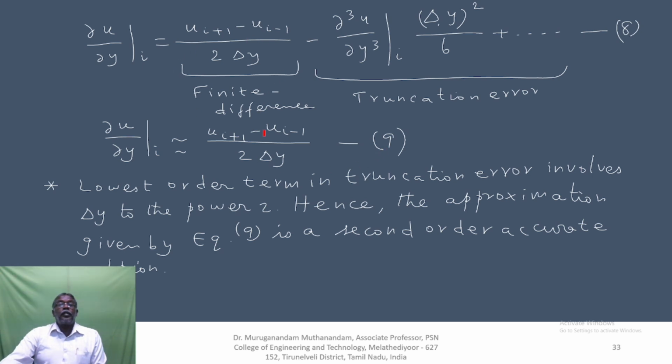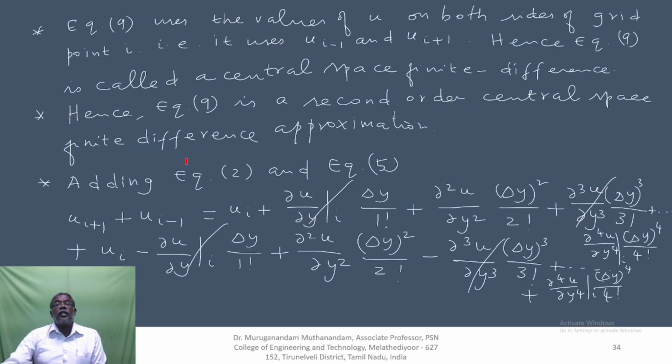Again, the finite difference contains the values of u on the left hand side as well as the right hand side of the given grid point i. Hence it is called a central space finite difference. Equation 9 uses the values of u on both sides of grid point i, that is ui minus 1 and ui plus 1. Hence equation 9 is called a central space finite difference. Hence finally we say that equation 9 is a second order central space finite difference approximation.